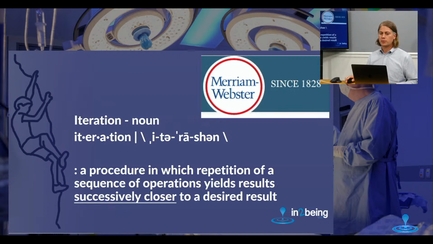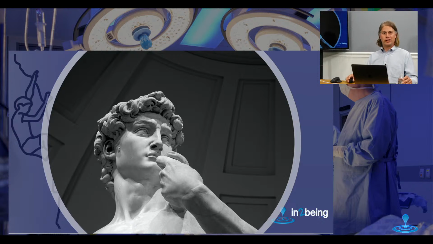And we don't need an industry-specific definition here. This one from Merriam-Webster. An iteration is a procedure in which repetition of a sequence of operations yields results successively closer to a desired result. Successively closer to a desired result. Now, if that sounds anything like making a statue, cutting it out of a block of marble, you'd be right, because as you iterate on that, it gets closer and closer to what is underneath, what the artist sees in their eye, which is the statue of David, for example.